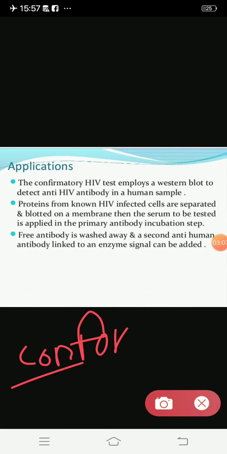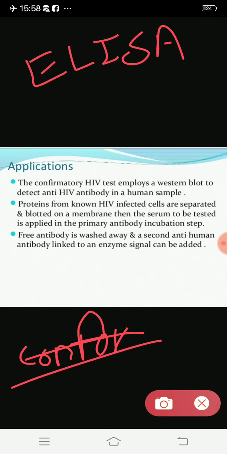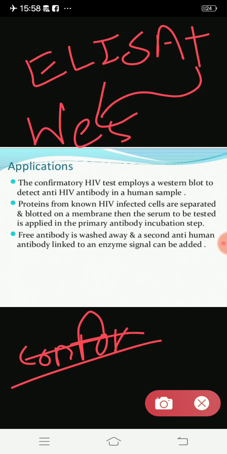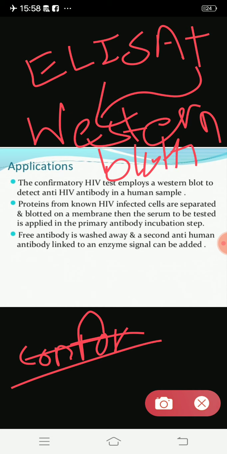First of all, suppose one patient comes to do the HIV test. First of all, that person undergoes the ELISA test, and if his or her ELISA test becomes positive, then the confirmatory test is done, and that test is the Western blotting test. So it is a confirmatory test for HIV patients.